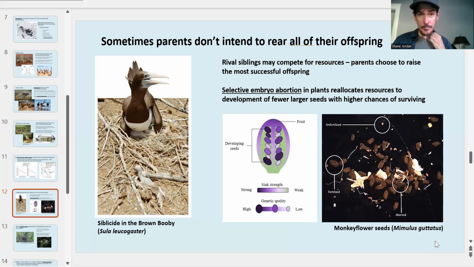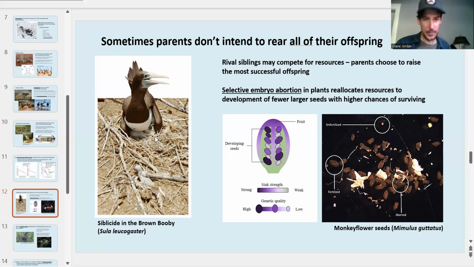Now, as it turns out, sometimes parents don't actually intend to rear all of their offspring. And we see this in brown boobies, these birds. Typically, females will hatch 2 eggs, but the female really only ever intends to rear one of those 2 eggs. She might watch how her 2 offspring interact at their very young age. And as it turns out, one of those siblings is going to outcompete the other and ultimately either directly kill or just lead this other sibling to the point where they can't get enough resources to survive. And we call this siblicide.